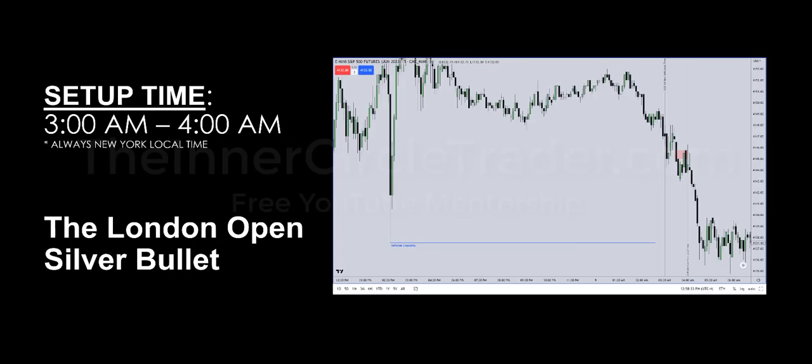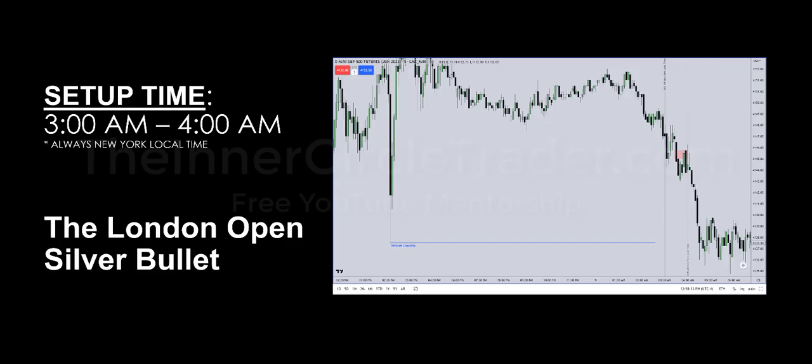All right, let's talk about our first ICT Silver Bullet setup and the time at which it forms. Now, again, this is a time-based model. That means these things are linked to a specific 60-minute interval or window in time. Every single trading day, this pattern will form. It may not be in the Forex pair that you're trading. It may not be in the futures contract that you're trading. It may not be in the asset that you're specifically looking at, but it does form every single day.